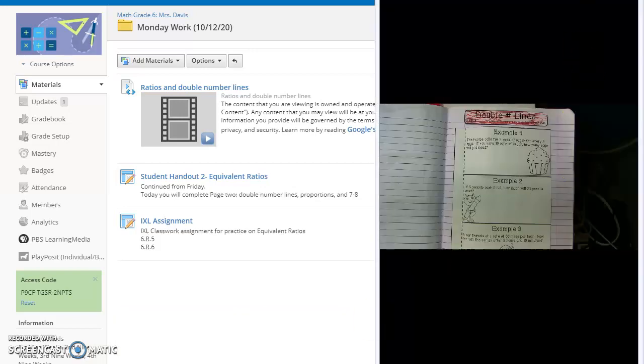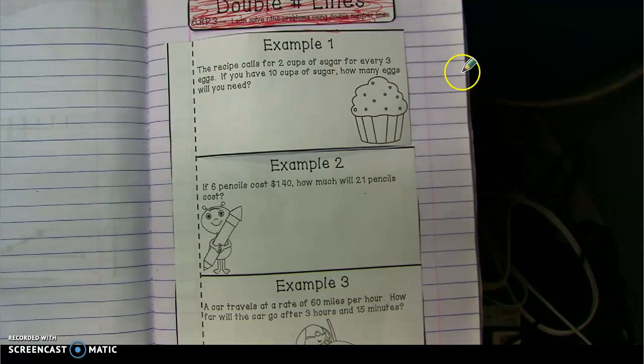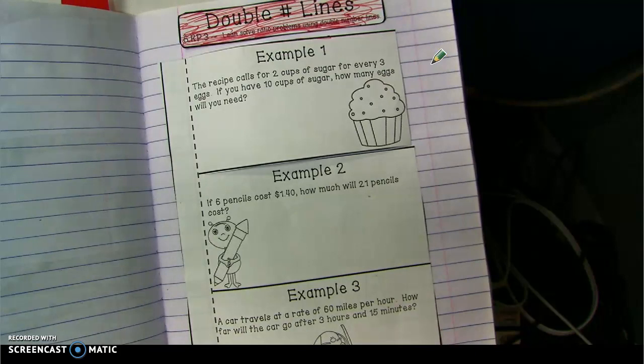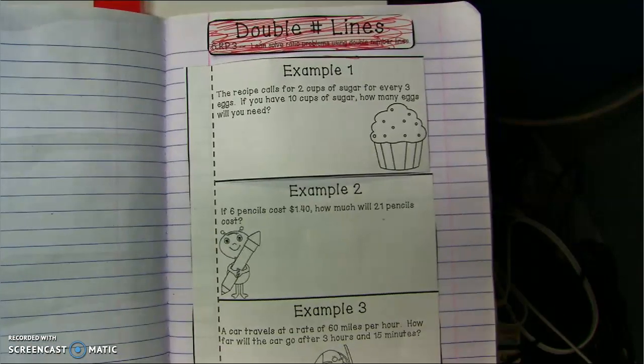Okay, so what we're working on next is our foldable on double number lines. So we are going to work examples out together in class. If you are working from home, I know you do not have this, so you can just get out a sheet of paper and you can work these examples with us.